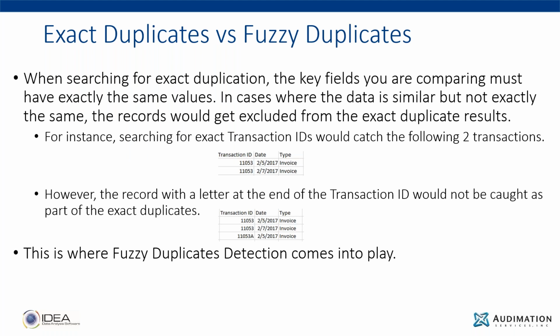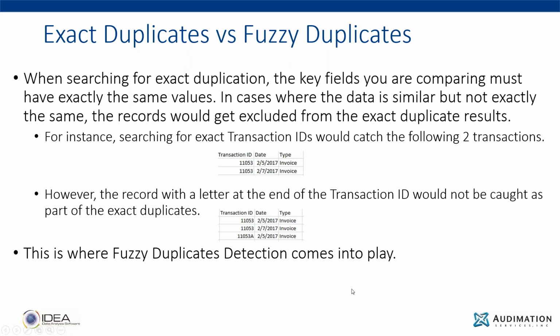So let's talk a little bit about the difference between exact duplicates and fuzzy duplicates. When you're searching for an exact duplicate, the key fields that you're comparing against have to be exact matches, so the values have to be precise. In some cases where the data is similar but not exactly the same, those records won't be found or won't be included in your result sets.